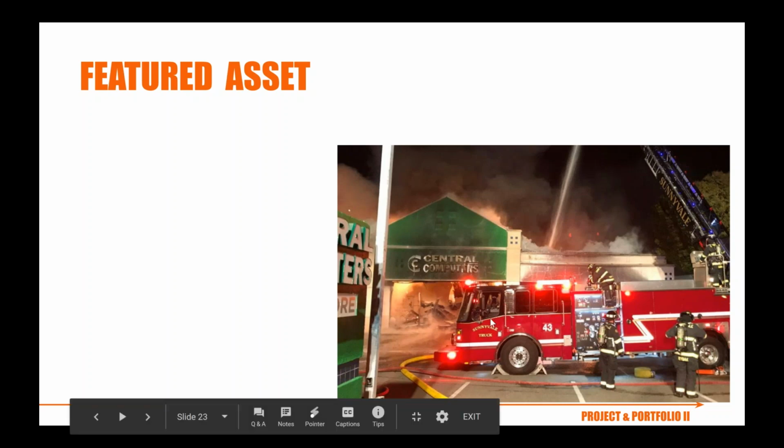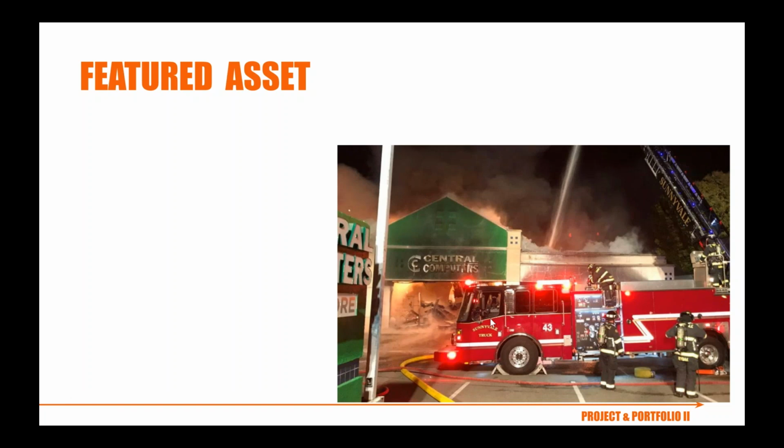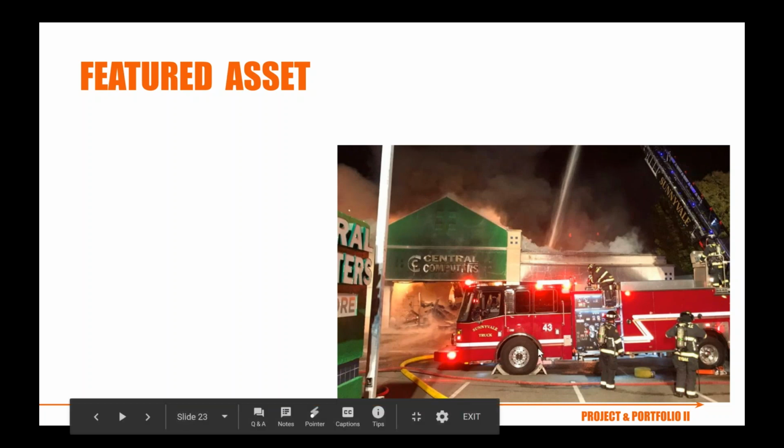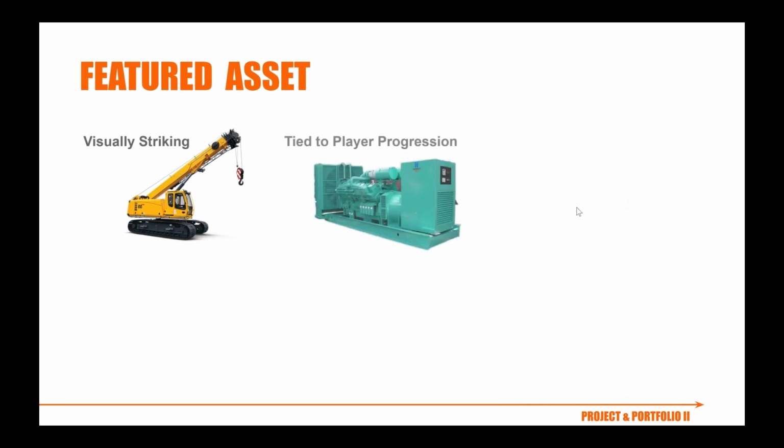You also want your featured asset to be something that's unique in the level. I wouldn't want it to be a fire truck and then have a parking lot full of fire trucks all over the place. You want it to be one unique object that the player interacts with. So the first criteria you want to think about is something that's visually striking, something that catches the player's attention.